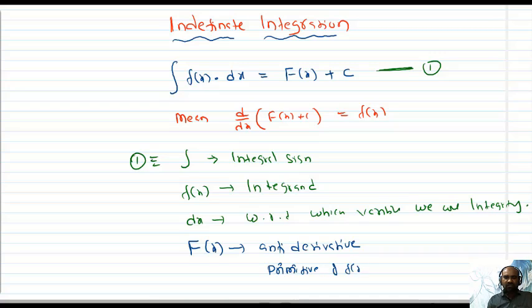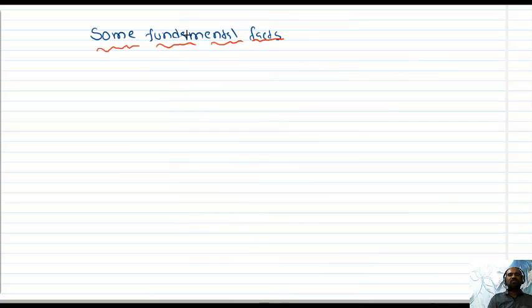Of f of x. Okay, these are some standard notations. Okay, students. Now I want to write some fundamental facts. So differentiation of some 2 is equal to 0 only. Differentiation of a constant is what? 0 only. Students, what can I write now?